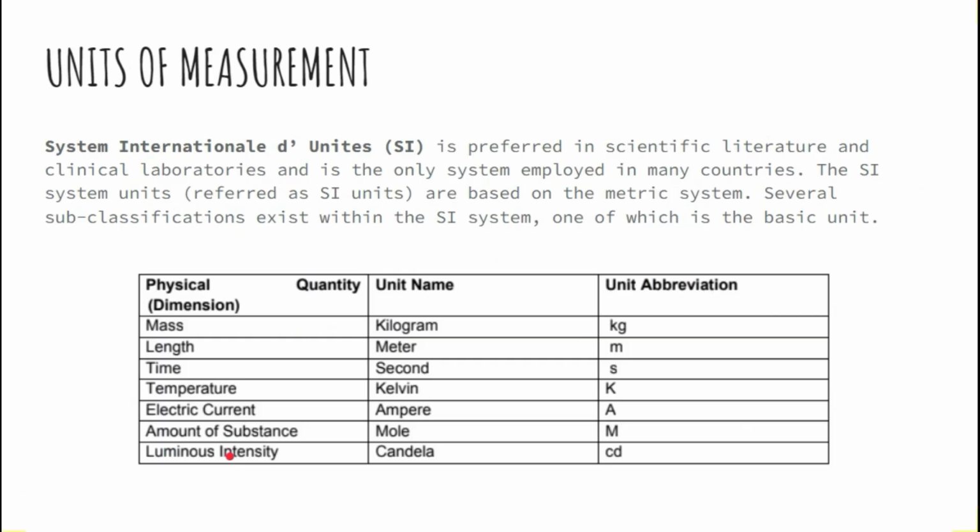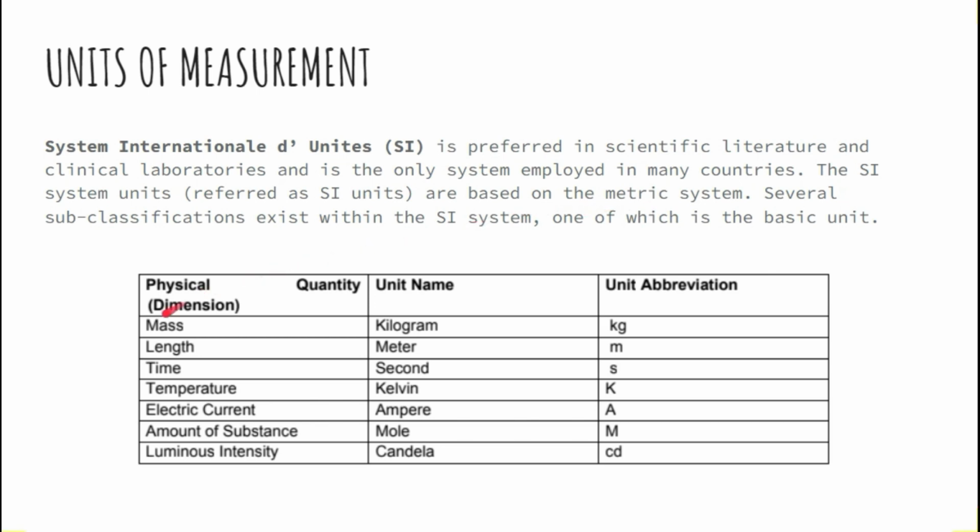So under the units of measurement, we have the SI or the Système International d'Unités. It is preferred in scientific literature and clinical laboratories, and it is the only system employed in most countries. Commonly, we have two, the SI system and then the metric system. However, in some countries, they are only using SI. So the SI system units, or commonly referred to as SI units, are based on the metric system, and several subclassifications exist within the SI system, one of which is the basic unit.